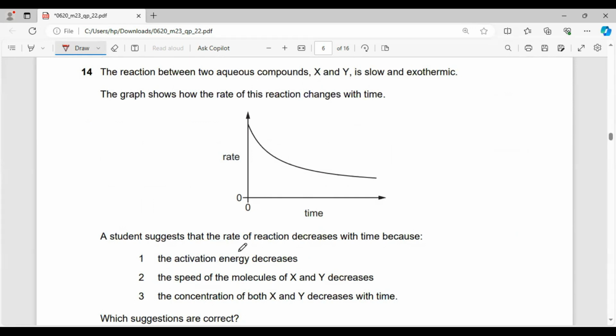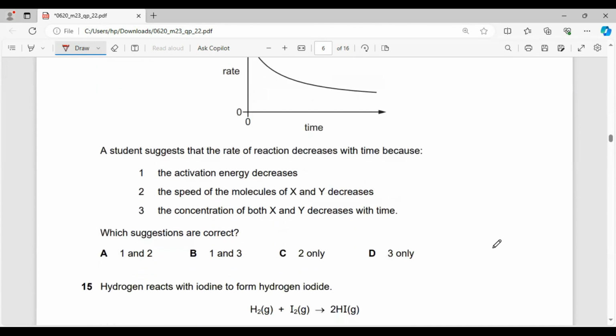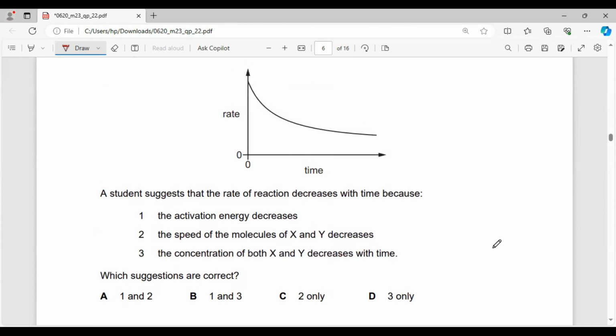The reaction between two aqueous compounds X and Y is slow and exothermic. The graph shows how the rate of this reaction changes with time. A student suggests that the rate of reaction decreases with time because the activation energy decreases, the speed of the molecules of X and Y decreases, or the concentration of both X and Y decreases with time. Here you can see in the graph it comes down, it falls.